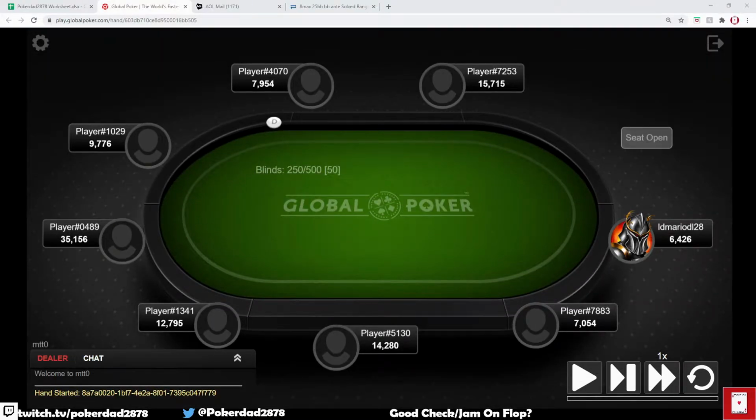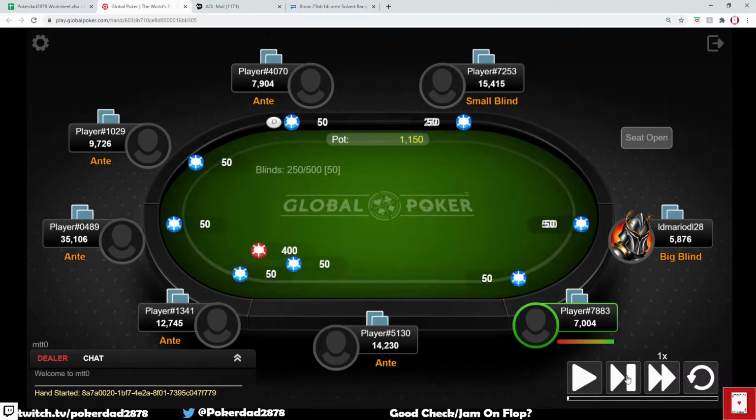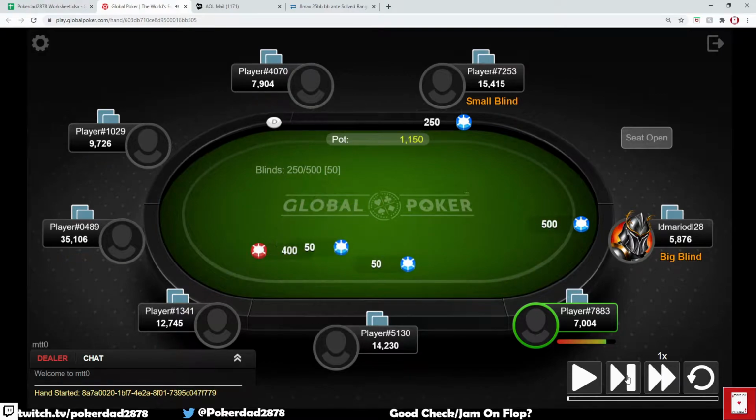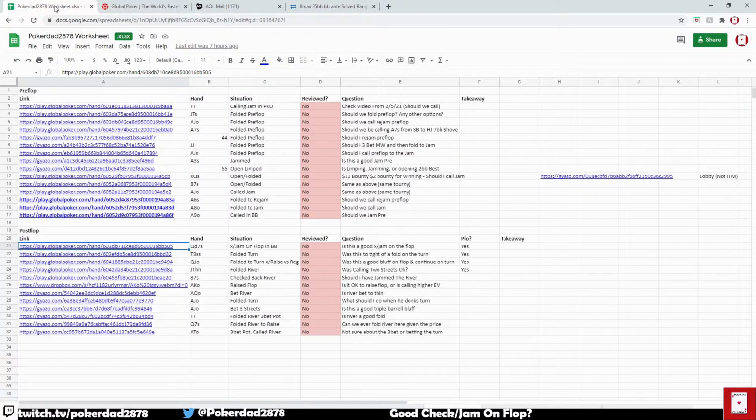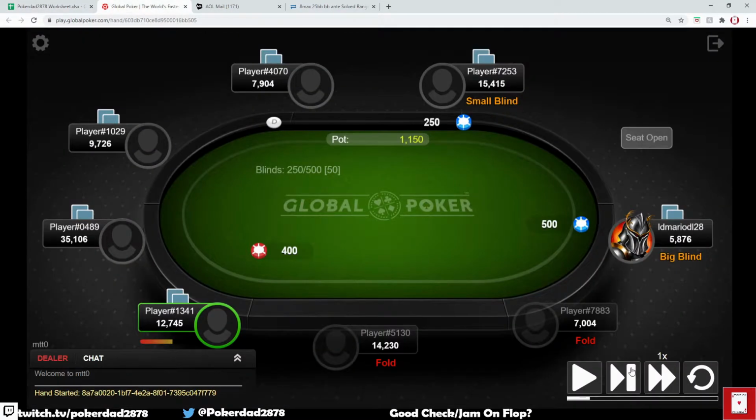Okay. In this particular hand, I am asking myself the question, was this a good check jam? Pre-flop here, I have 11 big blinds and I have Queen 7 offsuit, the Queen of Diamonds and 7 of Spades.